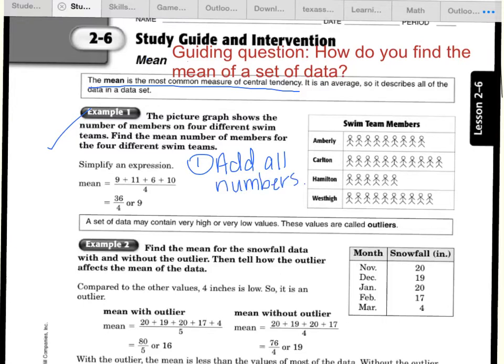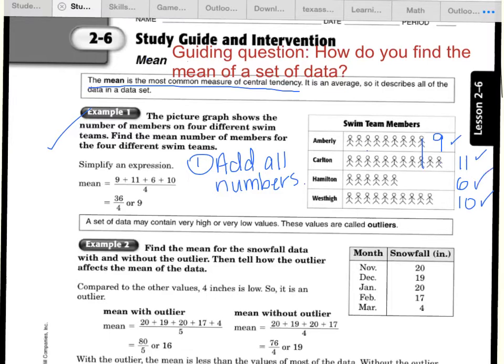So the school that was called Amberley, they had 9. And the school called Carlton, there's 9 right there, so that must be 11. And then the school that was called Hamilton, they had 6. And West High had 10. Okay, so the very first step I said is to do what? You add all the numbers. So 9 plus 11 is 20, plus 10 is 30, plus 6 is 36.